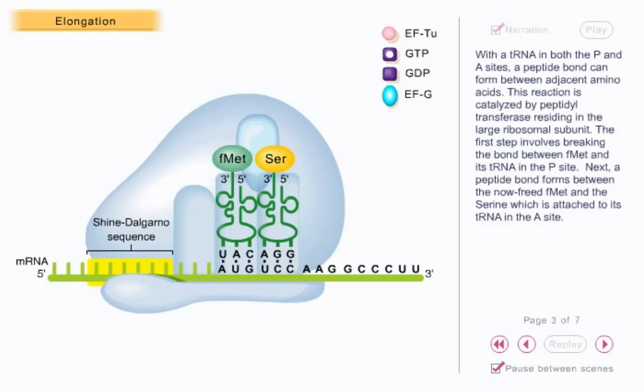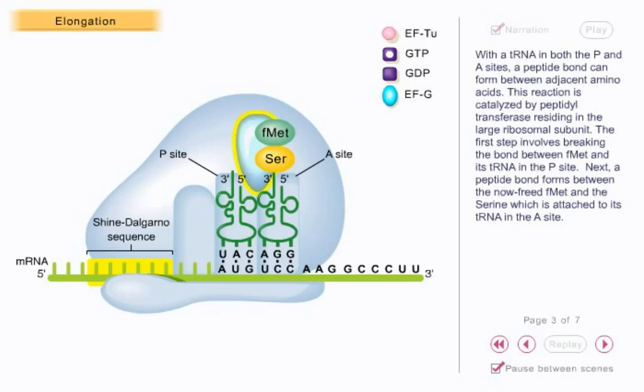With a tRNA in both the P and A sites, a peptide bond can form between adjacent amino acids. This reaction is catalyzed by peptidyl transferase residing in the large ribosomal subunit. The first step involves breaking the bond between F-met and its tRNA in the P site.